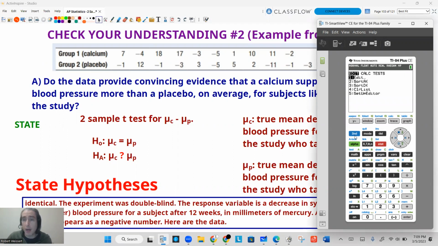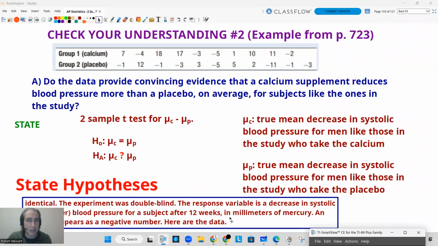Now, if I look at the plots, okay, if you just want to go on the plots, second y equals, I already have my plots turned on, but you can turn your plots on in your stat plot menu and make sure you pull from L1 and L2. And if you look at the 2 plots, you're going to see that the blue one, which in this case is the calcium group, is higher on average than the red one, which is my placebo. So I know that I should probably make my alternative to be greater than, okay? At the end of the day, what does that mean? Well, I just went back to the problem here and I looked at where it said increase appears as a negative number, okay?